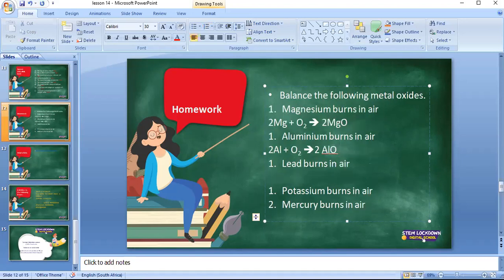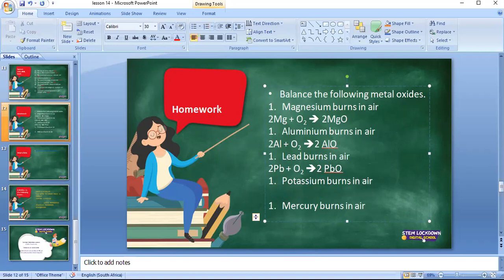Lead burns in oxygen as well. Pb plus O2. Lead reacts with oxygen to give us PbO. Then we can also see that it is not balanced. So you know how to balance it. We're looking at the oxygens first, and there we go, and then we put another two there. I'm hoping everyone is following how we're balancing.